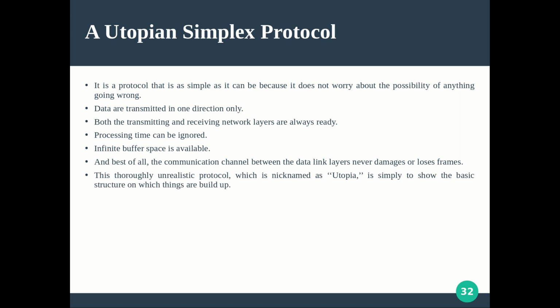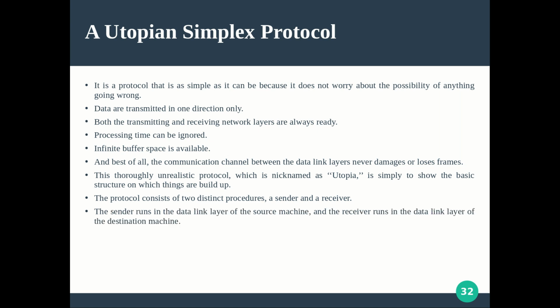The textbook itself says that this is a thoroughly unrealistic protocol, nicknamed utopia, simply to show the basic structure on which things are built up. That's all. The protocol consists of two distinct procedures, a sender and a receiver. Just to give you the communication model, they introduce this protocol. The sender runs in the data link layer of the source machine, and similarly the receiver runs at the data link layer of the destination machine.